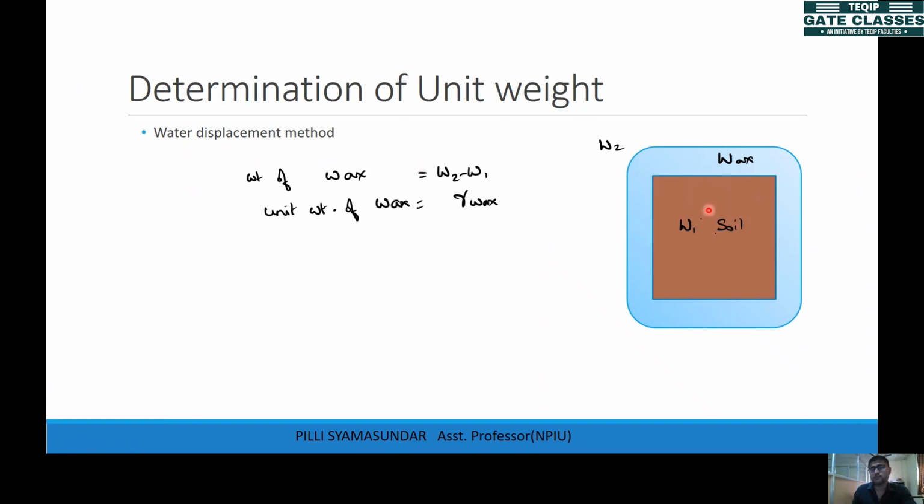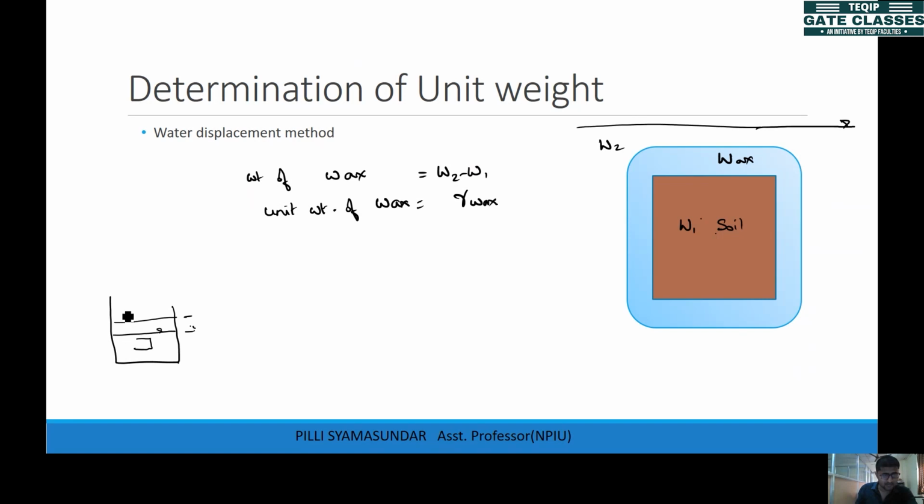So how do we find out? You use the water displacement method, the Archimedes principle. You dip this whole thing in the water. So this is the water, right? You know how much the volume has increased. Let's say the water is somewhere here initially. Now after you keep the soil part along with the wax, the water level rises to somewhere here.